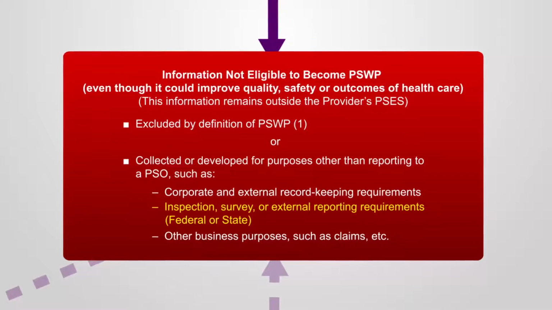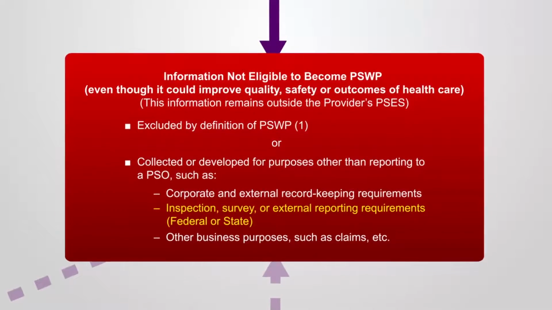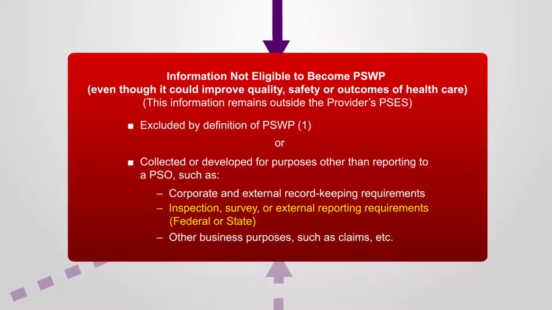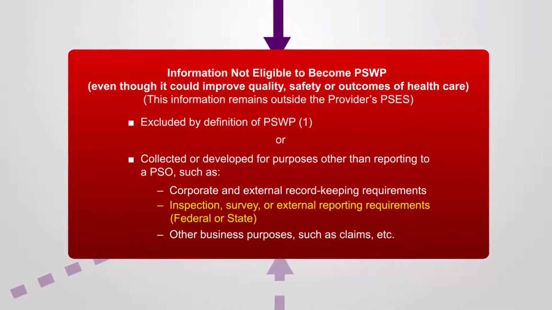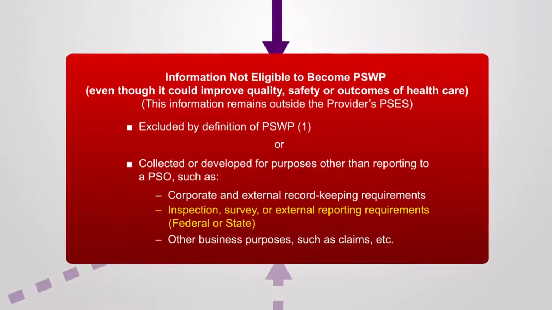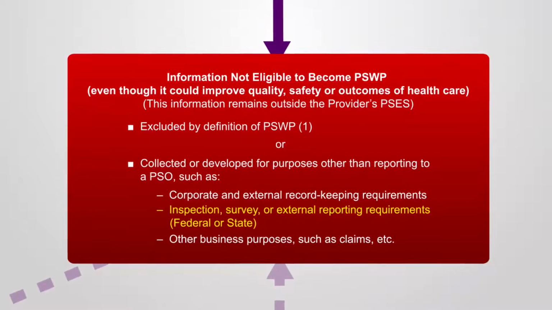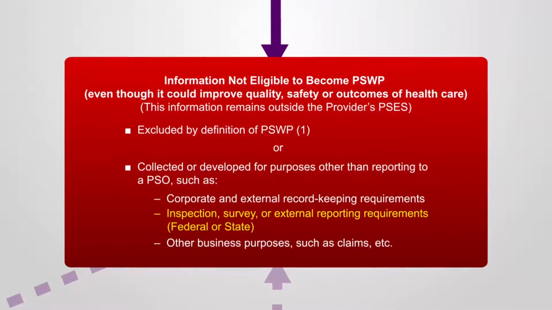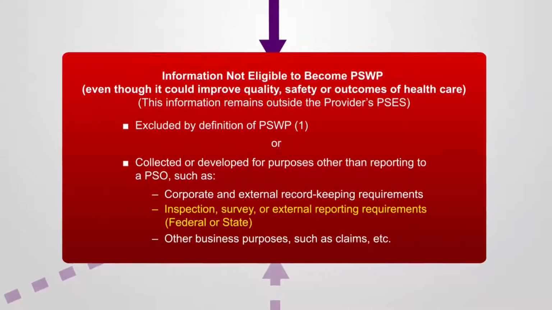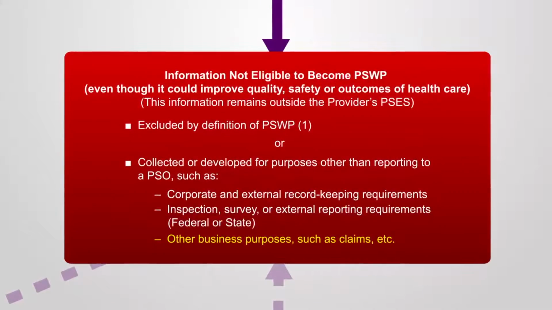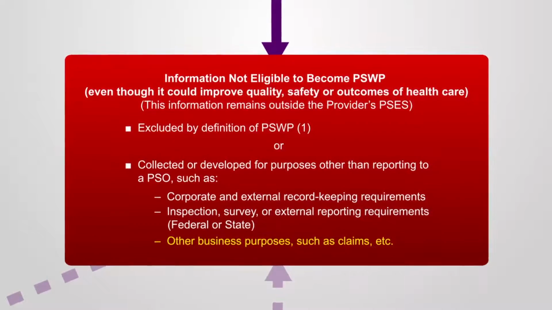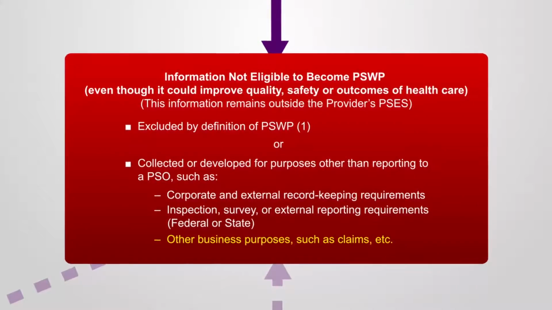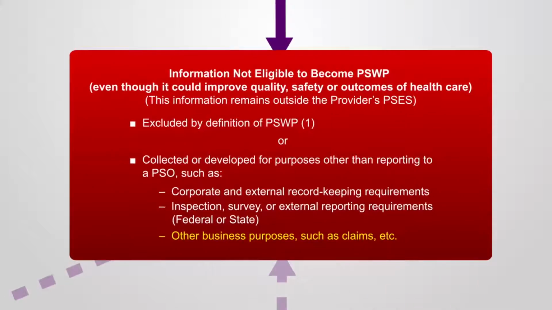Licensure, regulatory, or other professional bodies may require providers to collect and/or maintain certain types of information for an on-site inspection or survey. Because there are limitations on disclosure of PSWP, a provider needs to determine what information it will maintain as non-PSWP in order to satisfy the requirements of external authorities. The final bullet refers to information collected or developed for other business purposes, such as healthcare reimbursement or malpractice claims management, which cannot become PSWP.